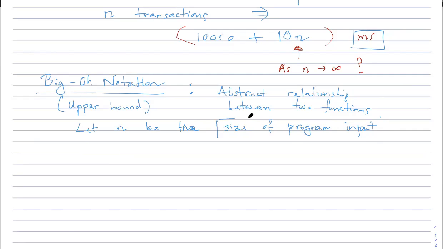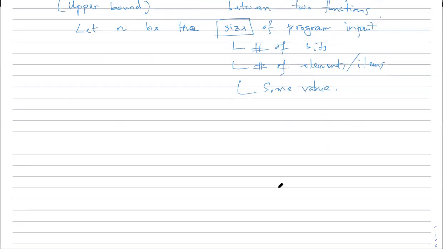Now the size here can mean different things contextually. It can mean number of bits. It can mean number of elements or items. It can just mean some value. Like in the case of Fibonacci number, you wanted to find out the nth Fibonacci number. So there n represents the nth value.